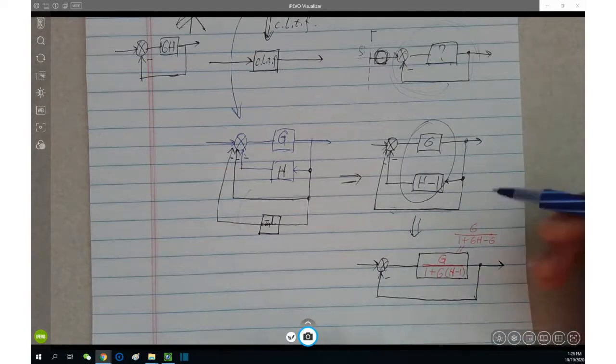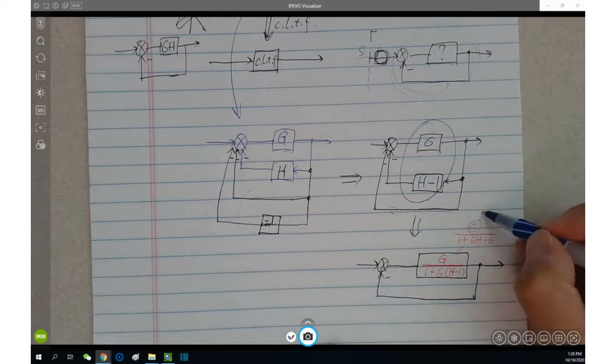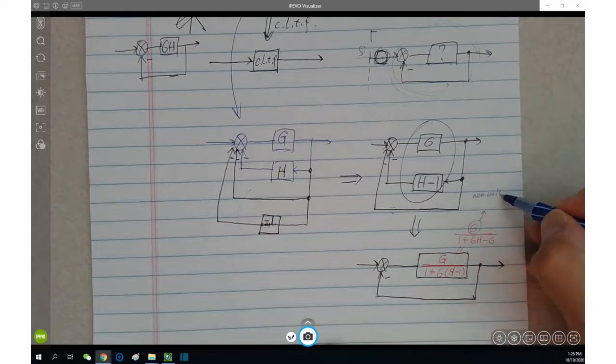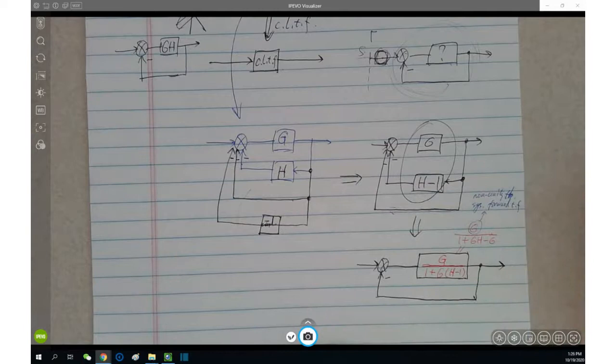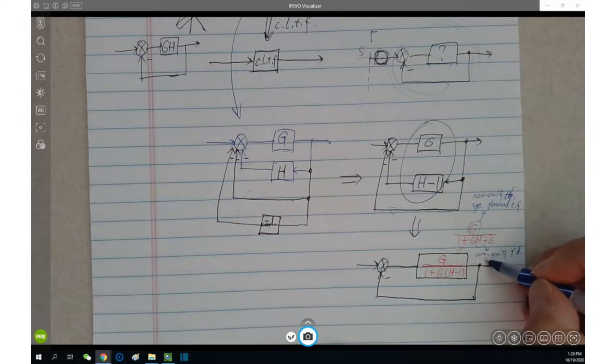So first of all, G here is what? It is the non-unity feedback system forward transfer function. Right? And H here is what? It is the non-unity feedback system feedback function, right?